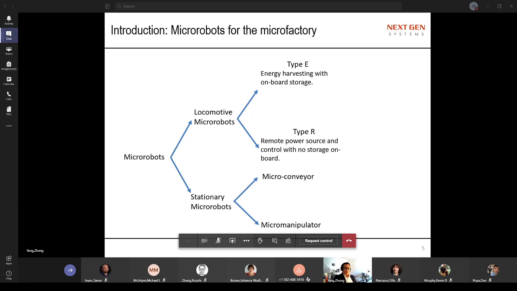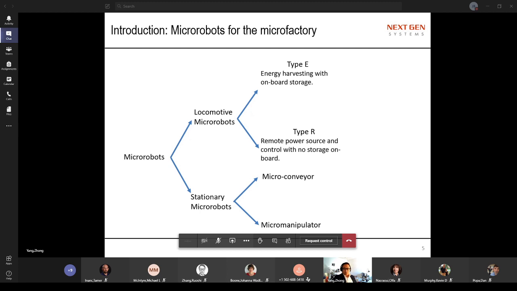The type E microrobot can harvest energy from the environment, but it's also large enough to store the energy and have control units on board. The type R microrobot normally is smaller, and it can harvest even more diverse energy, such as vibration energy, chemical energy, thermal, magnetic, or from light. This type of robot normally has no space to store the energy, and the control unit is outside of the microrobot.